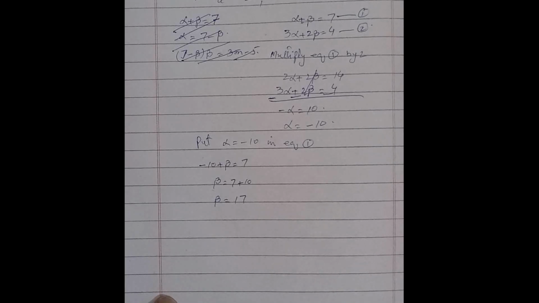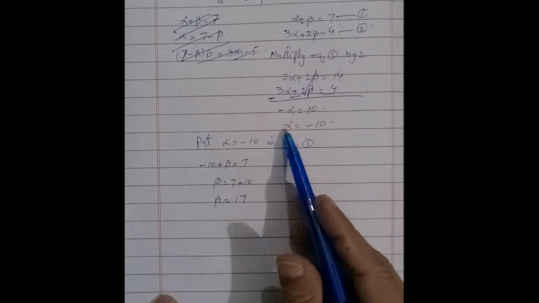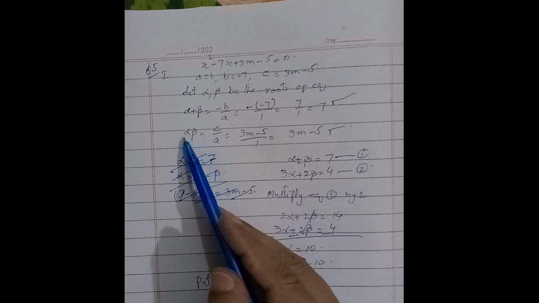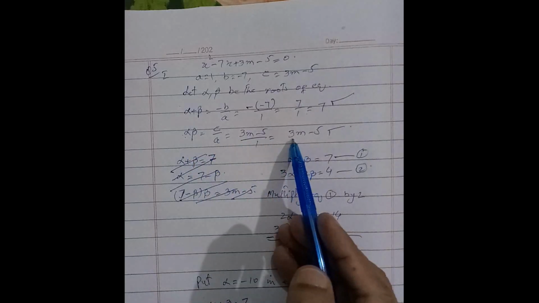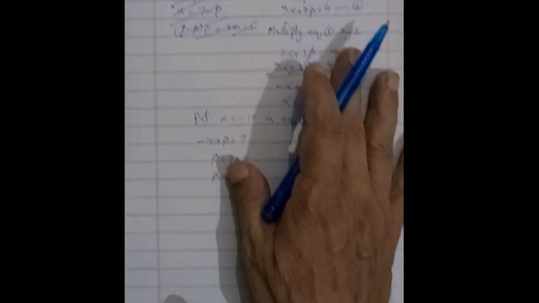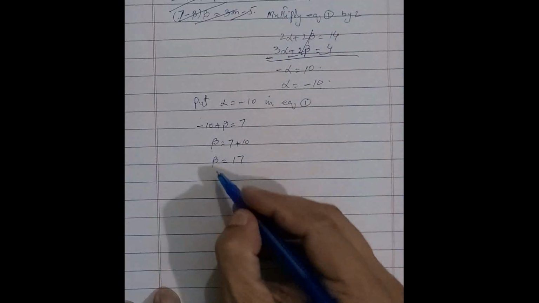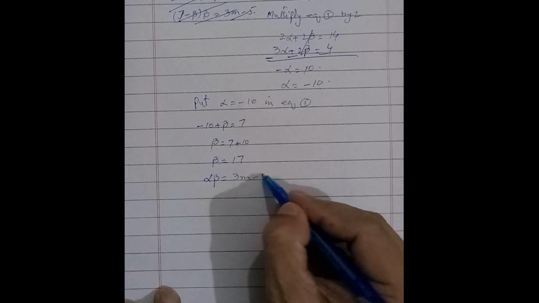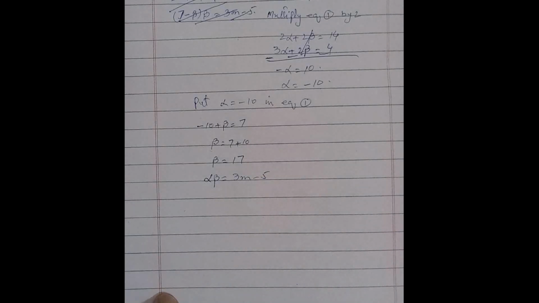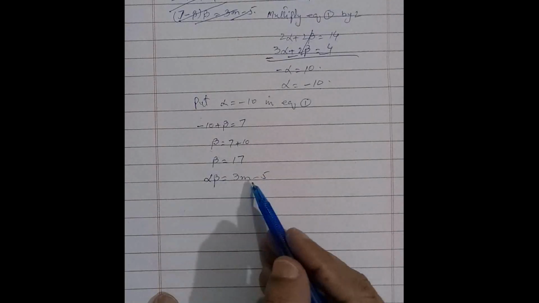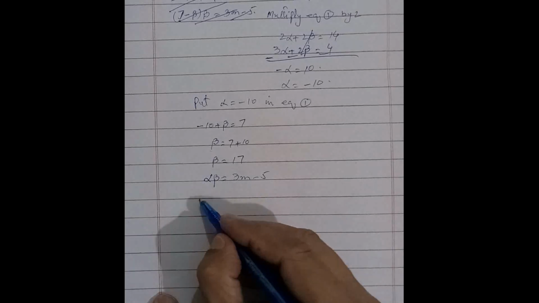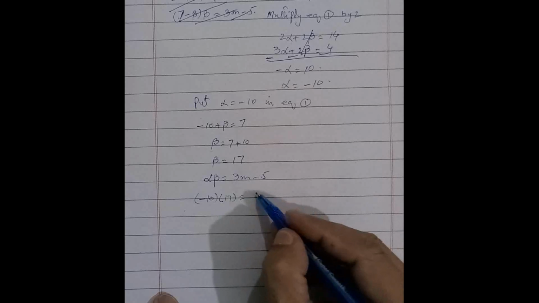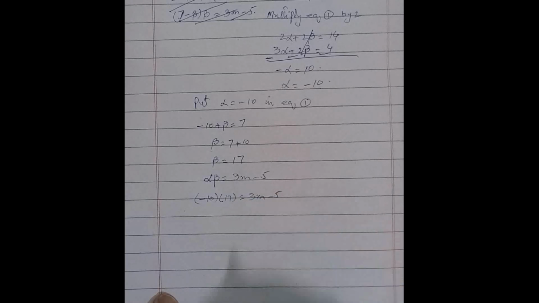And we have both the values, alpha and beta. We put these values in the product, which is alpha beta equal to 3m minus 5, and we put the values of alpha and beta to solve for the value of m. Alpha is equal to minus 10 and beta is equal to 17, so alpha beta is equal to 3m minus 5.